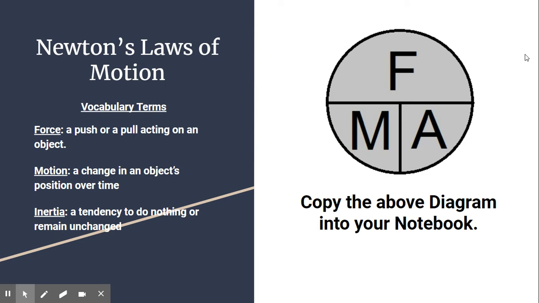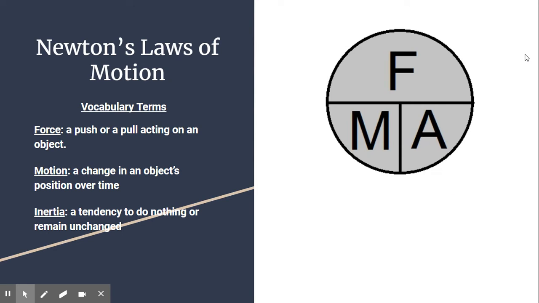This diagram would be very, very helpful to have in your notebook. This circle diagram can help you figure out how to find any one of these values. If you know two of these values, you can find the third value. Make sure that you copy this into your notebook. Let's walk through some examples.